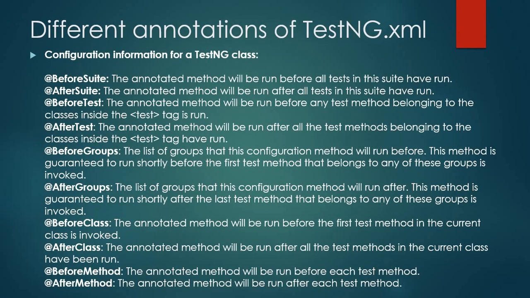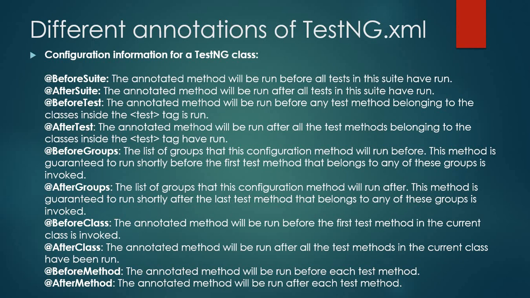What are the different annotations present in a testng file? Some of the basic annotations we have in the testng XML file are before suite, after suite, before test, after test, before groups, after groups, before class, after class, before method, and after method. As the name itself says, before suite means what needs to be done before execution of the suite, and after suite means what needs to be done after execution of that suite. In the same way, we have them for class, for test, and for groups: before the group and after the group.